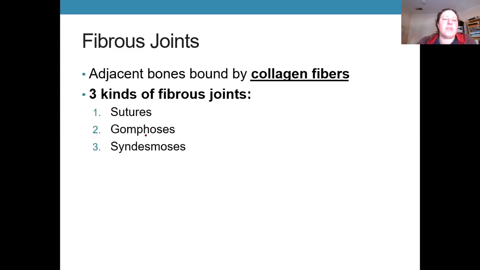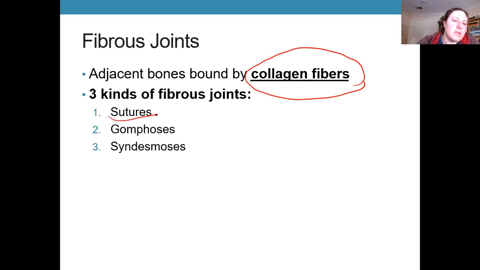So fibrous joints are defined by collagen fibers being the structure that binds the bones together. So these are basically being connected by a little bit of dense fibrous connective tissue, because the collagen fibers are the majority of the connection. We actually have 3 types of fibrous joints. So we have sutures, we have gomphoses, and we have syndesmosis. And those are all the plural.